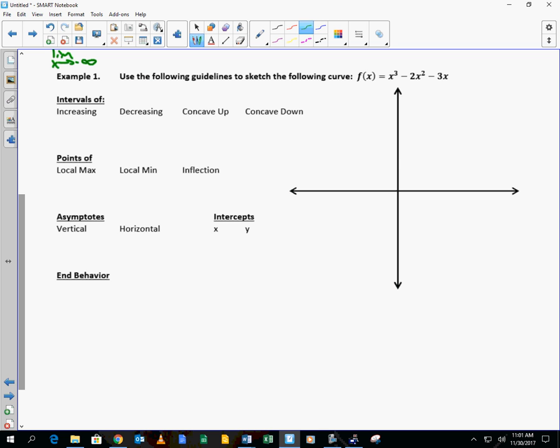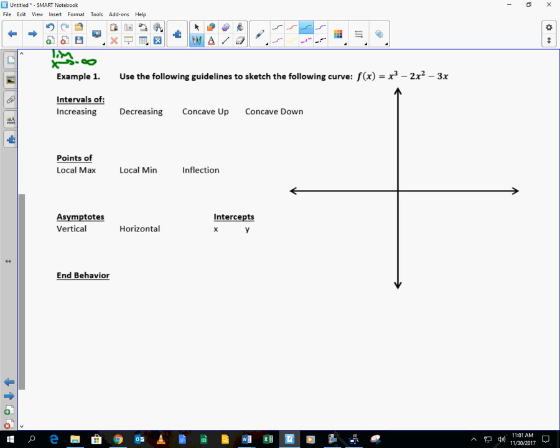I'm going to start with, first of all, tell me anything about it. Cubic, great. So, starts down, finishes up. How do you know that? Positive, so it finishes up. Odd, so it's going to start and end in the opposite directions. Very good. Excellent. Okay? So we know that right away.